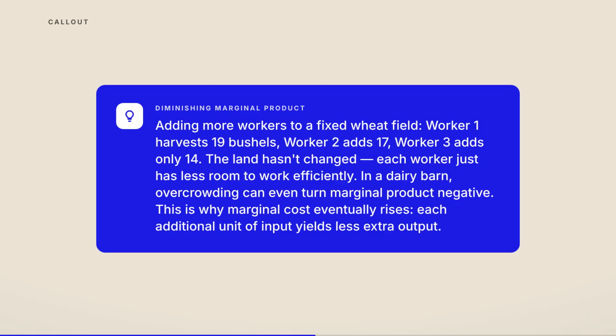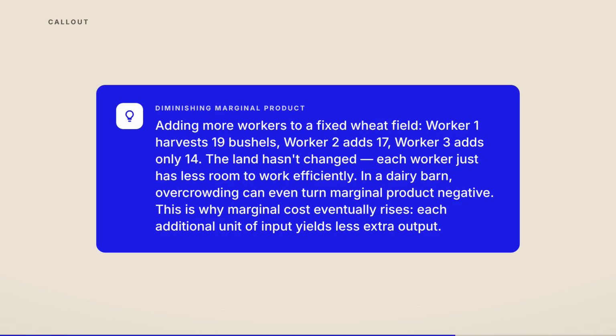On a fixed 10-acre wheat field, the first worker might harvest 19 bushels. The second adds 17. The third adds only 14. The land is the same size, but each worker has less room to work efficiently.